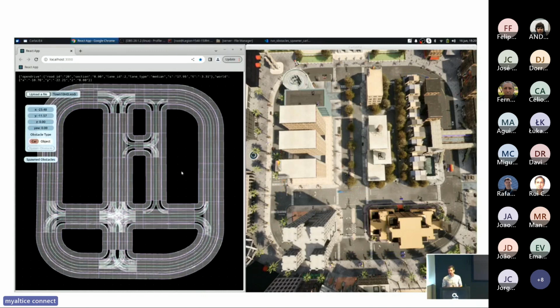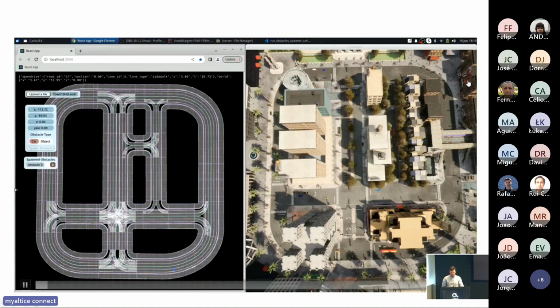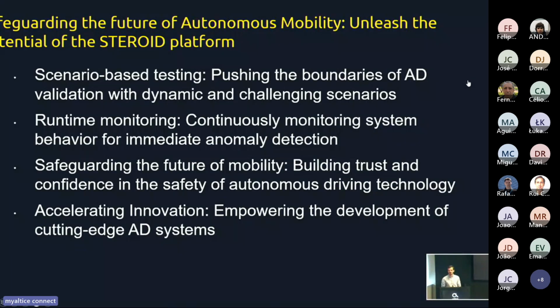Next steps: CPM messages for the sharing of cooperative awareness, and later on, hopefully also the maneuver messages, the MCMs. That's basically it, in a very fast way. I'm already over time. A platform for allowing us to do scenario-based testing with runtime monitoring, live monitoring, for accelerating the development of AD systems.